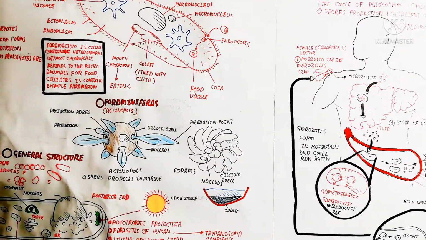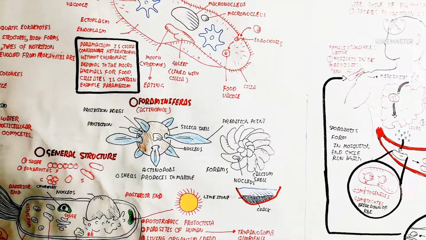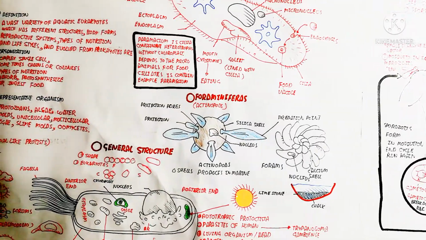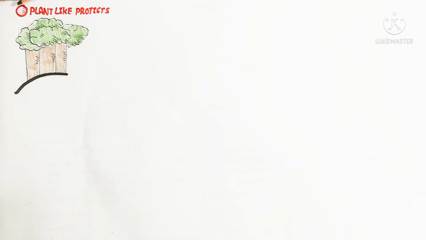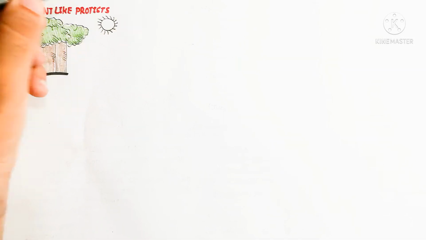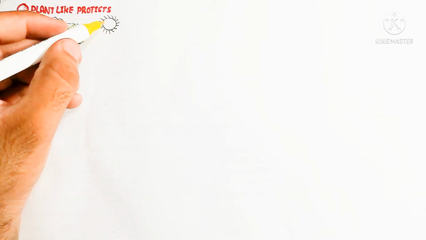So I hope you make sense about the kingdom Protista or protozoa, which is the initial animal-like protist. So let's begin to understand the plant-like protists. First of all, I want to mention the concept about why this is called plant-like protist, because it contains a chloroplast.